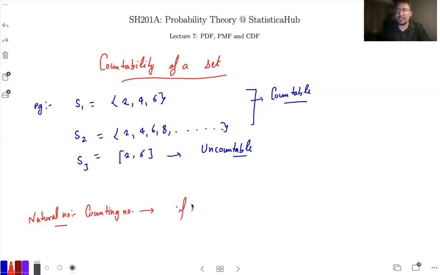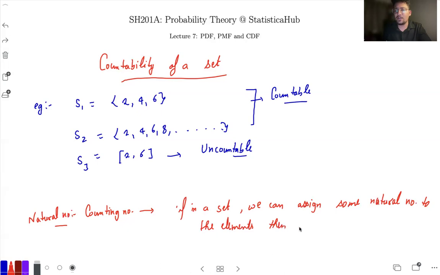If in a set we can assign some natural numbers to the elements, then it is countable. This is not a very proper definition, but to understand the concept, that works fine.